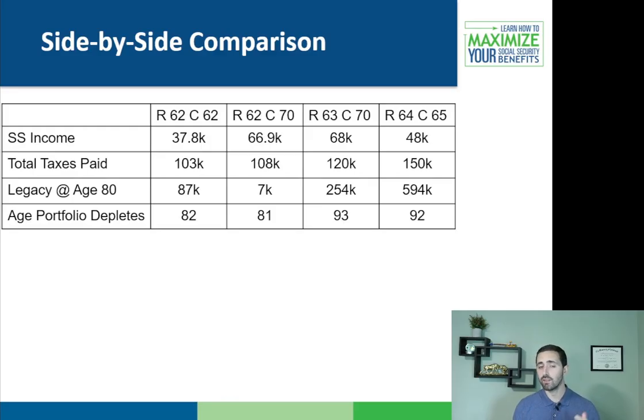You'll see that the legacy amount, as we talked about on the last slide, is a major difference at 80. Well, what happens in the early 90s actually shows the shift in how these strategies work. So I'll go ahead and move it to the next slide and we can get more into that.